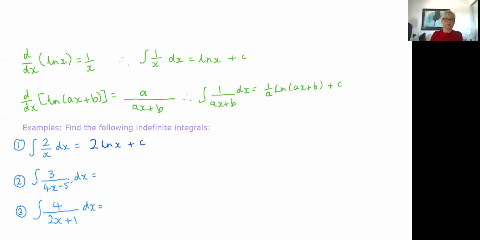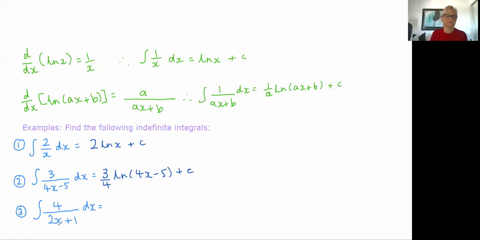Here, just checking that the denominator is a linear function, which it is. The derivative of that is 4. So we're going to get 3 times natural log of 4x minus 5 plus our c, but we're going to have to divide by that 4. This again is basically using your chain rule in reverse, kind of like we did in the previous video.